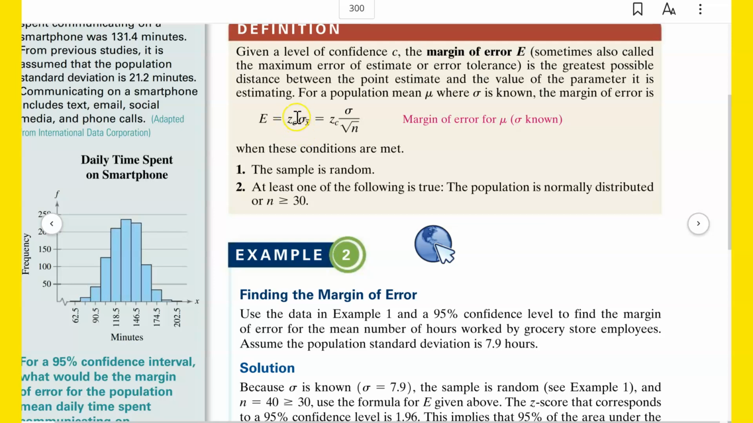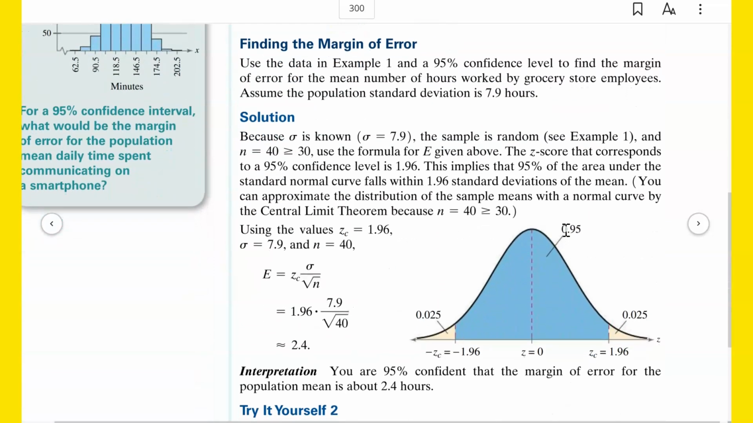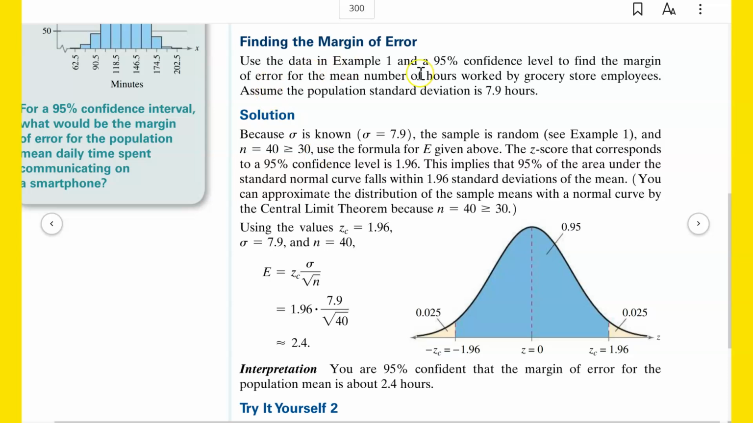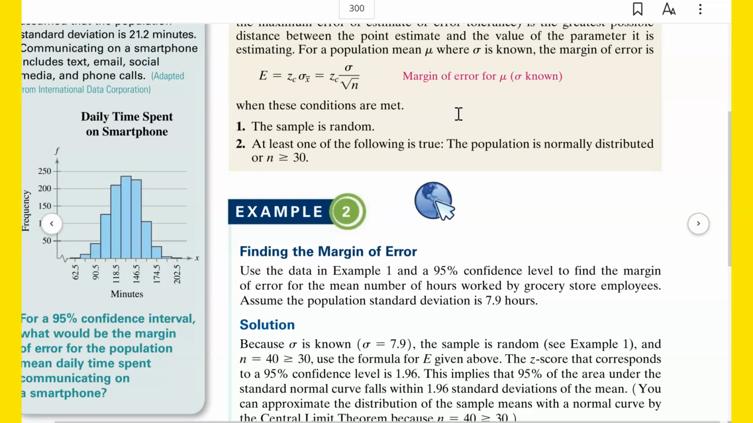Z sub c comes from the standard normal distribution for a particular level of confidence. You can get that in a table, but I can also show you how to get that on your calculator. All right, finding the margin of error. Use the data in example 1 in a 95% confidence interval to find the margin of error for the mean number of hours worked by grocery store employees. Assume the population standard deviation is 7.9 hours. So we're going to follow this formula up here.